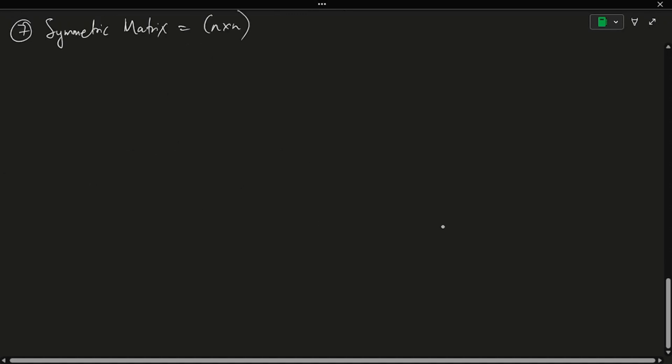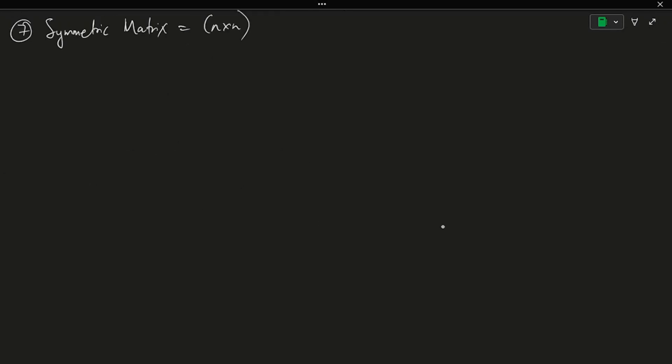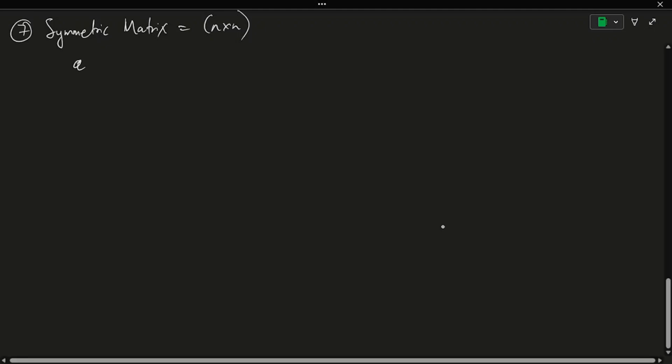Number 7, we have a symmetric matrix. It's a square matrix where the entries of the upper and lower parts are reflected about the main diagonal. What do we mean by this? In other words, by definition, we say a_ij should be equal to a_ji. So it should be symmetric about the main diagonal. If we were to give an example, we would have a matrix like this.